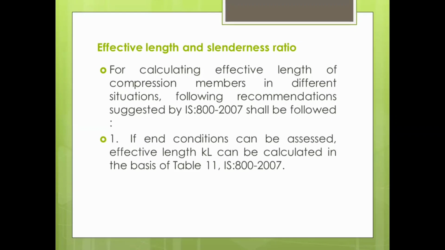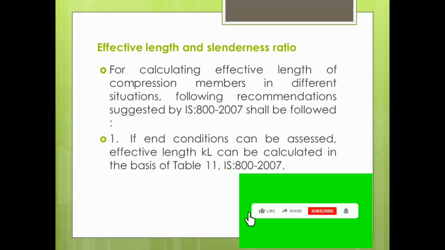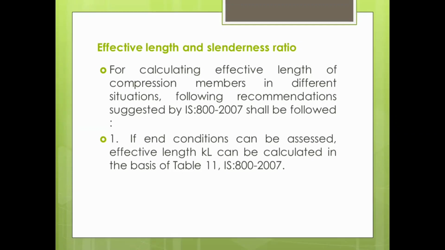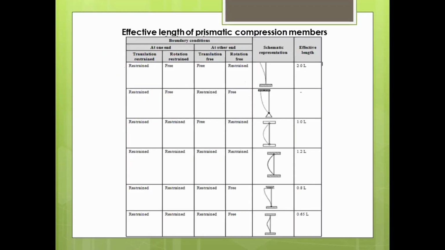If end conditions can be assessed, effective length KL can be calculated on the basis of Table 11 of IS 800 2007. So there are different boundary conditions given for these columns. I think these boundary conditions have already been seen in SOM theory. Still we shall revise, and these are readily available in IS 800 2007 Table number 11. So these are the different boundary conditions.